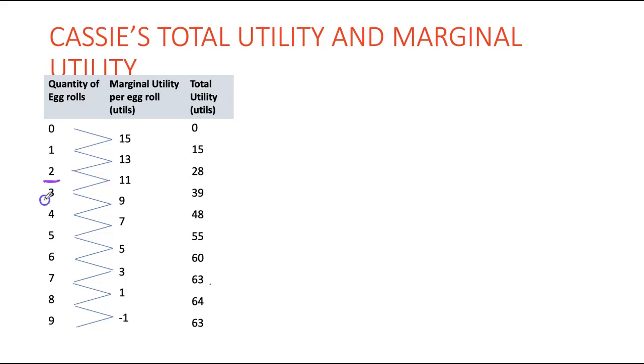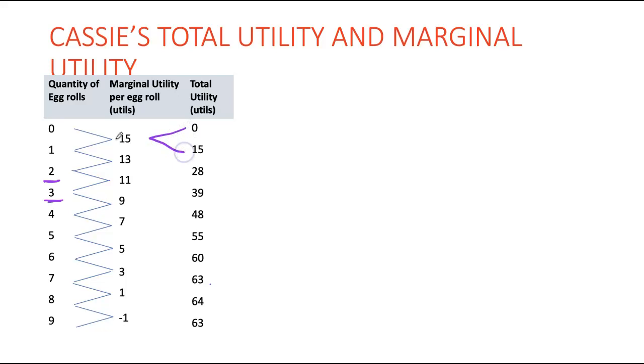If I'm consuming 3 egg rolls, my total utility from 3 egg rolls would be 15 plus 13 plus 11, and so on and so forth. So I can easily calculate my total utility given my marginal utility column. Vice versa, if you're given the total utility column, you can always calculate your marginal utility.